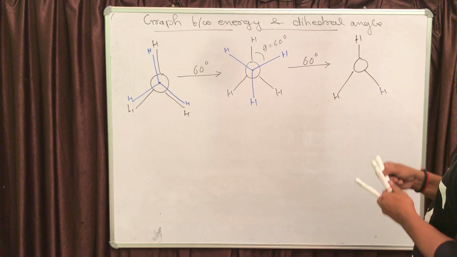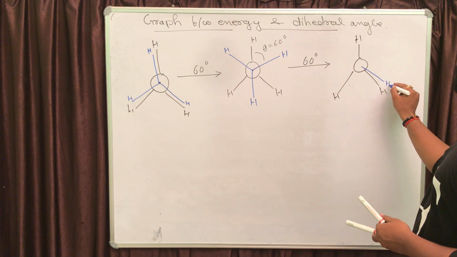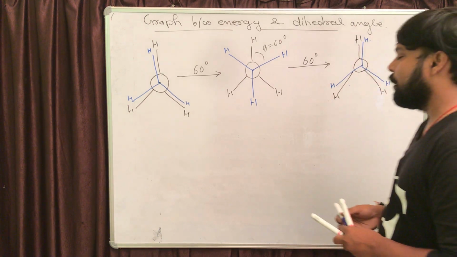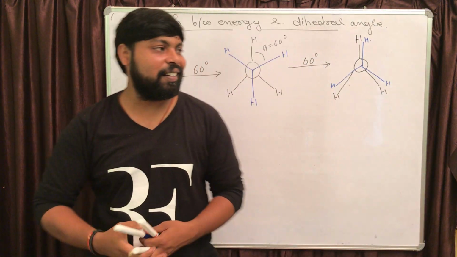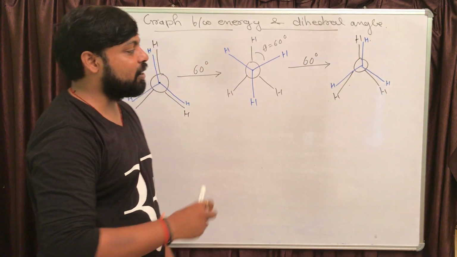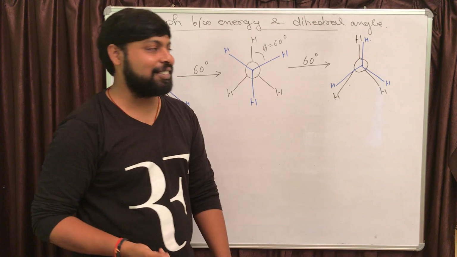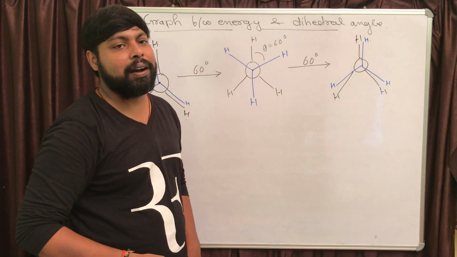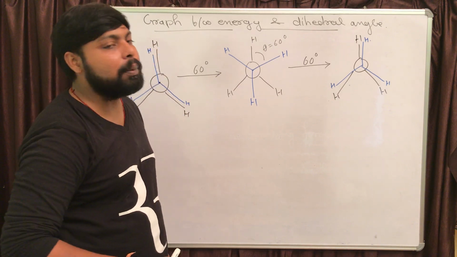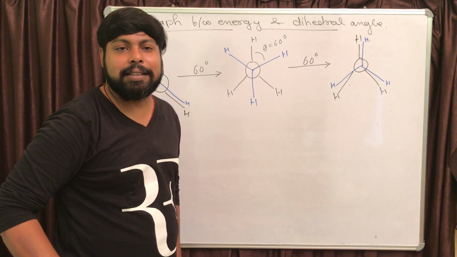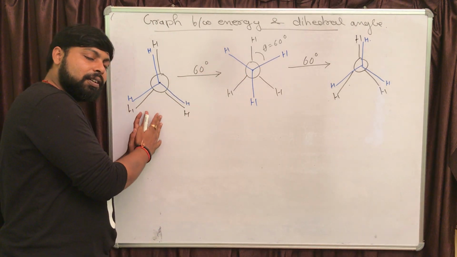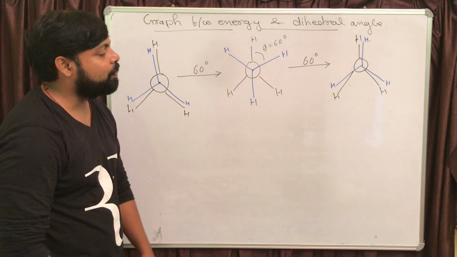I hope it is clear to you. It is hydrogen, hydrogen, eclipsing is there. Next, repeat the same thing. Again, hold the front side carbon atom and rotate the back side carbon atom by 60 degree and keep on doing until you are going to rotate the back side carbon atom by 360 degree. If you are rotating it by 360 degree, you will achieve the first situation again, right?